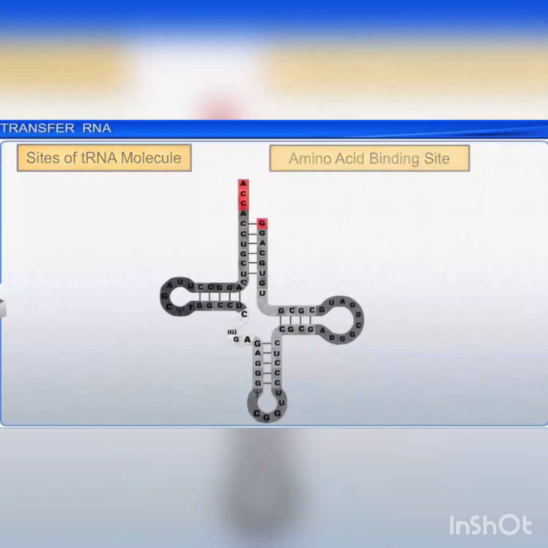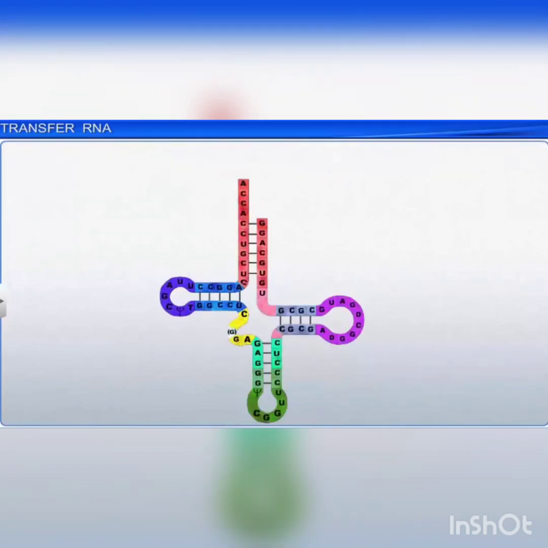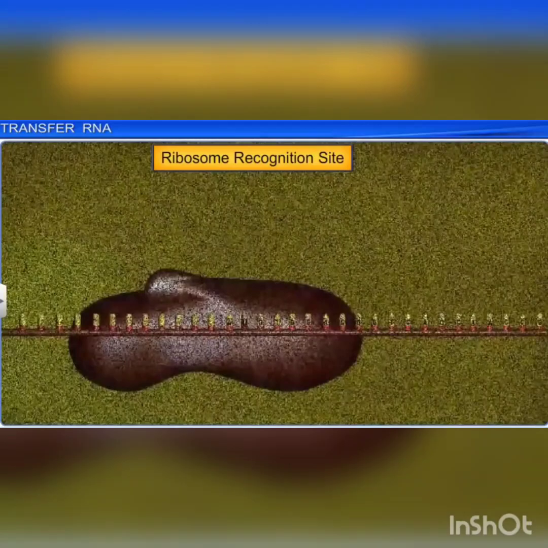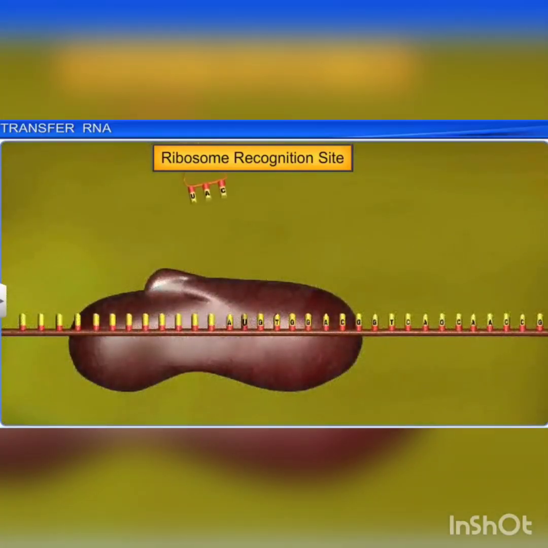Each of the tRNA regions perform a particular function. Take the case of the ribosome recognition site, which recognizes specific ribosomes attached to the mRNA and brings amino acids to the ribosome for protein synthesis.